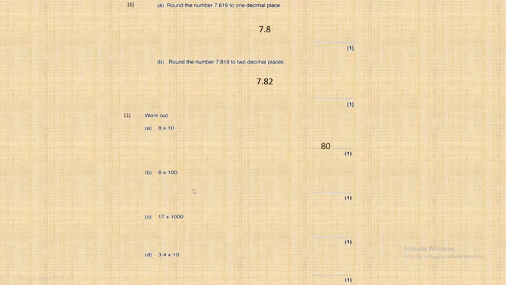Okay. Work out 8 times 10. 80. It's easy. 6 times 100. 600. 17 times 1000. It means that I will add 3 zeros to the number 17, so it's going to be 17,000. And here, 3.4 times 10, I will move the decimal place one step to the right, so it's going to be 34.